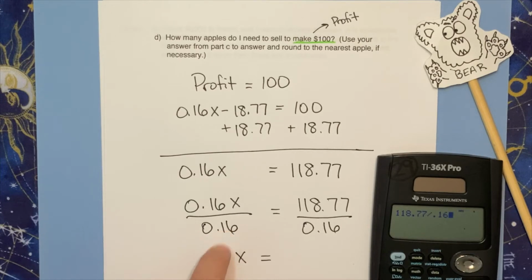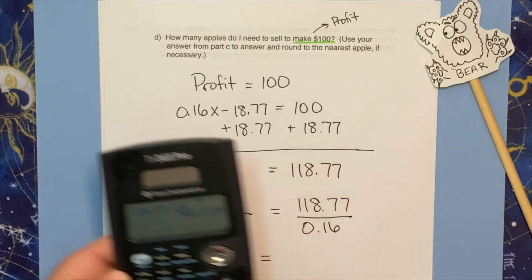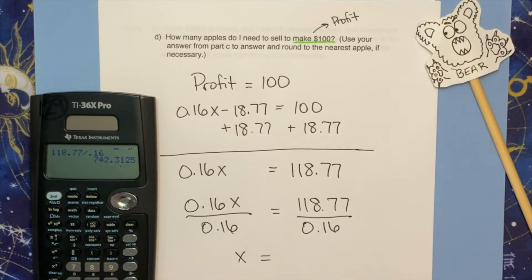So I'm going to divide that by my marginal profit, and I'm going to see that I'm going to have to sell a lot of apples. Oh my goodness, so many apples. And so here, my x, I'm going to move this over here so I can write. My x equals 742.3125, and I think it stops there.